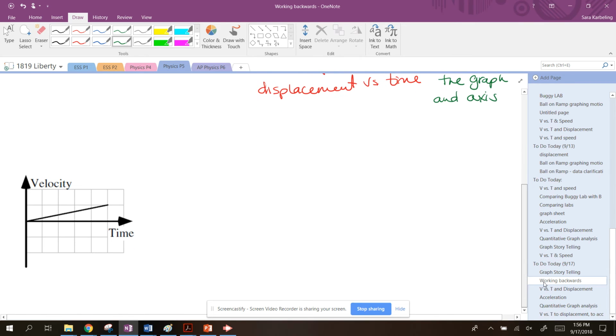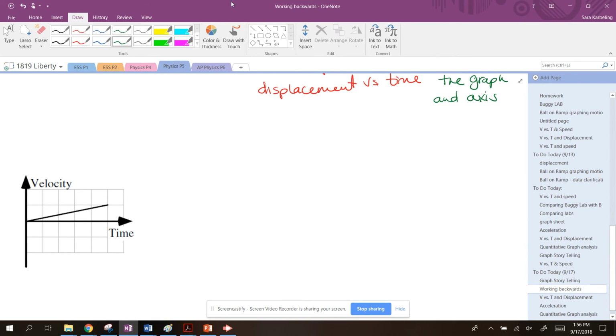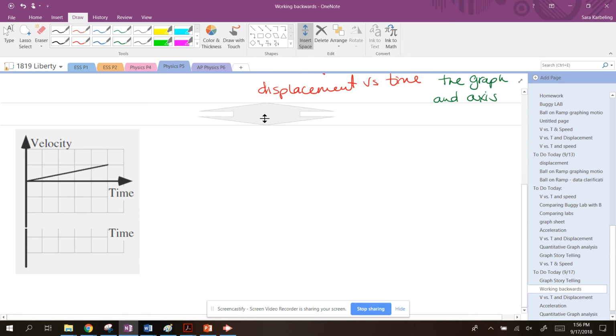Take a look at this graph here. I'm going to see if I can move this up a little bit so you can see that and the notes at the same time.